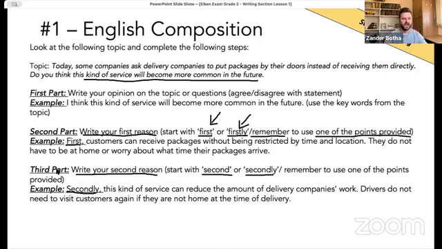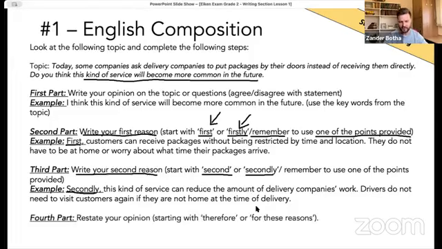The final part of your structure for the English composition is part number 4, where you restate your opinion. Now, what does restate mean? Restate means you say it again. Remember, in part number 1, in the first part, you gave your opinion. You said, yes, I think this kind of service will become more popular in the future. In the last part, part number 4, you need to say your opinion again.